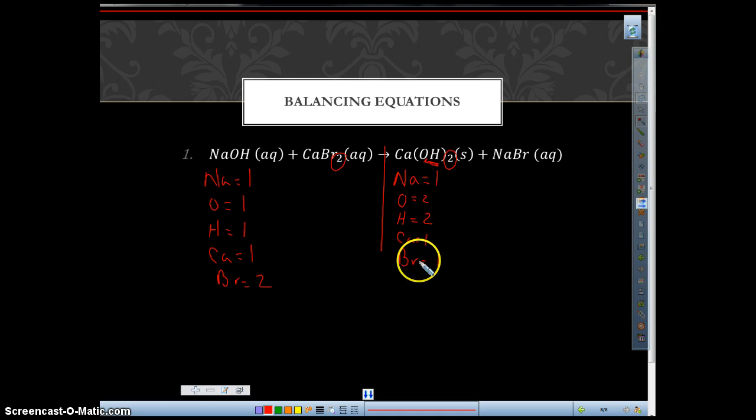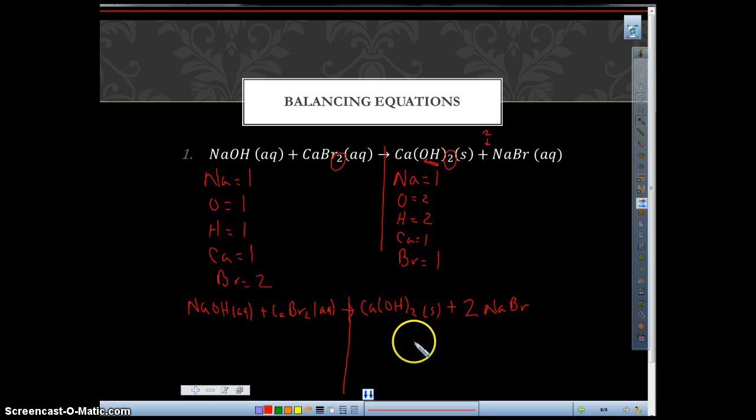So I'm looking here, and bromine is the one that's not balanced. So on this side, if I want to get 2 bromines, I'll have to add in a coefficient of 2 here. Okay, so then my equation will look like NaOH aqueous plus CaBr2 aqueous yields calcium hydroxide, which is a solid, plus 2 NaBr.